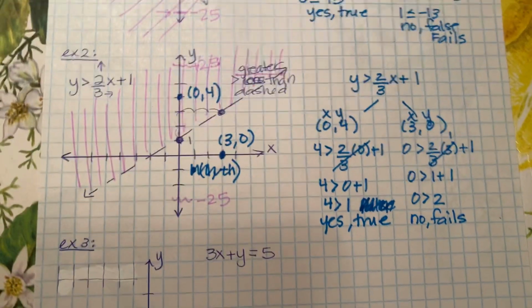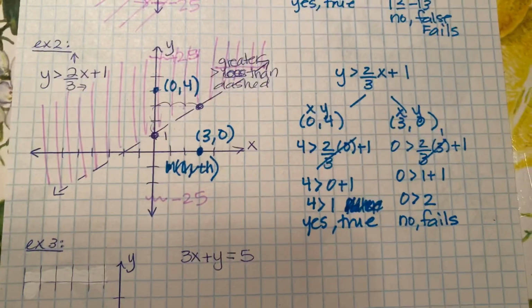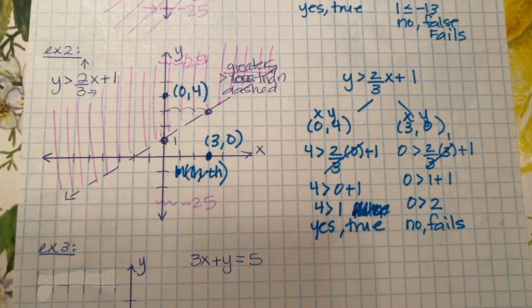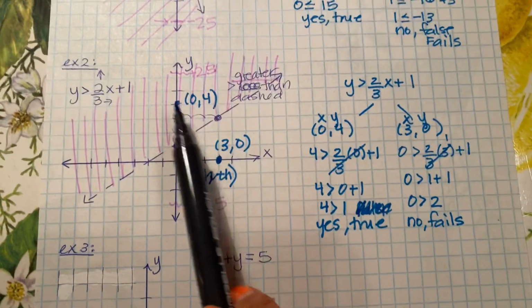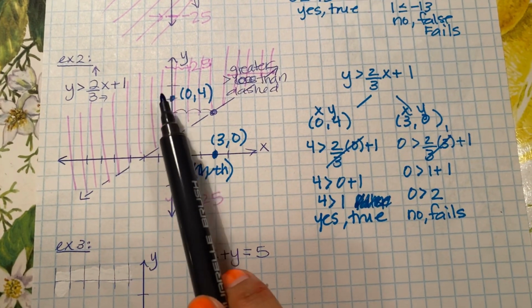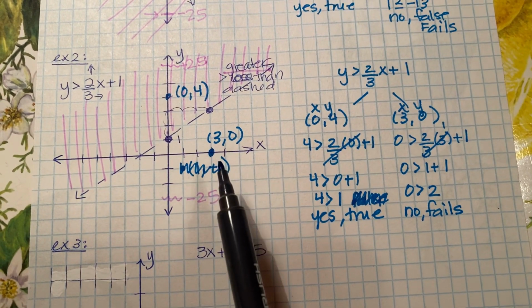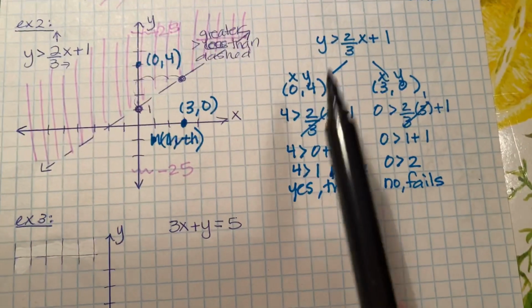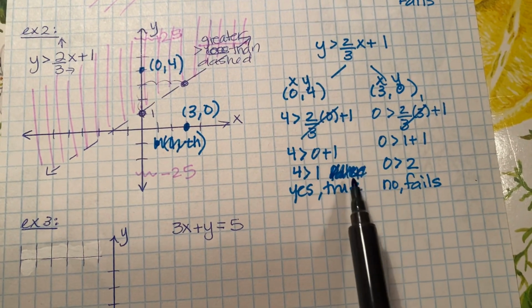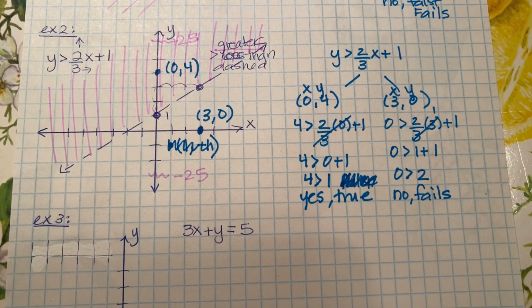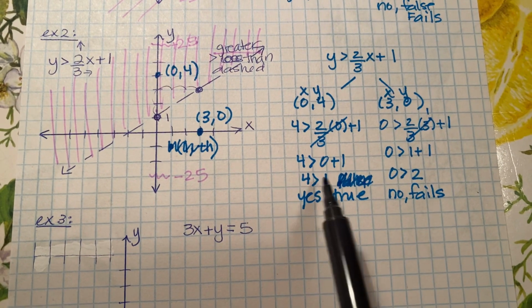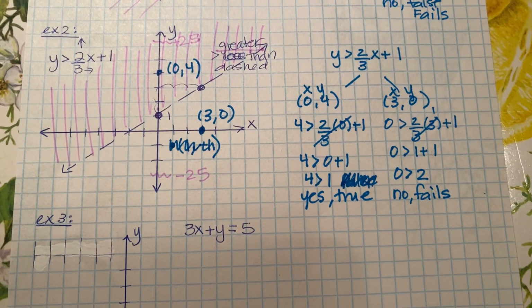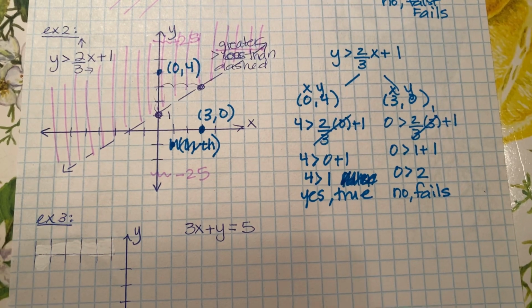So the way you verify whether you shaded correctly is to pick any point in the shaded region, pick a point in the unshaded region, and see whether your inequality fails or is a true inequality, like 4 is greater than 1, which is a true math statement. Okay, so that one's done.